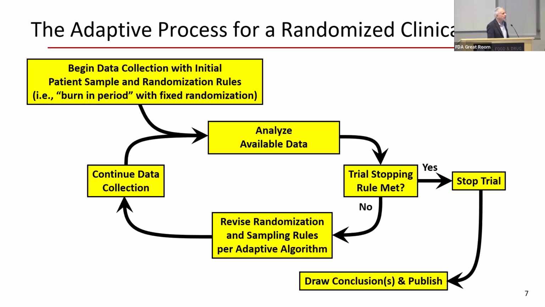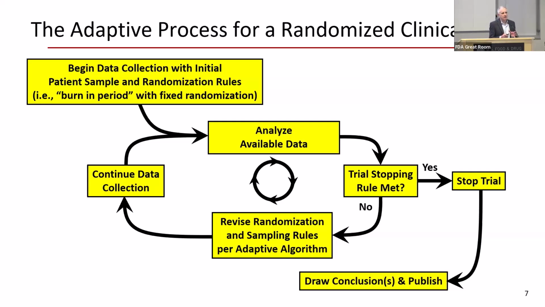We then continue with additional data collection according to those new rules. That process can continue in a circular fashion until we reach a reason for stopping the trial, for example, being able to draw a firm conclusion regarding efficacy or inferiority or reaching the maximum sample size planned for the trial.